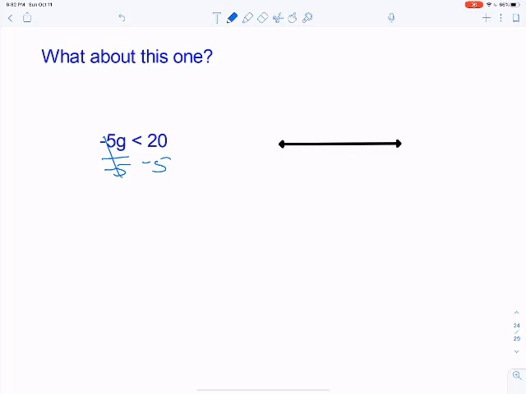So these 5s divide out, and I'm left with g. 20 divided by negative 5 gives me negative 4. But because I multiplied through or divided by a negative number, this inequality is going to flip, and it flips to that side. So I need a value greater than negative 4, so I'm going to put a negative 4 right here in the middle. I'm going to put a circle on negative 4, and it's just going to be a circle because it's greater than negative 4, and I need to shade to the right, just like that.